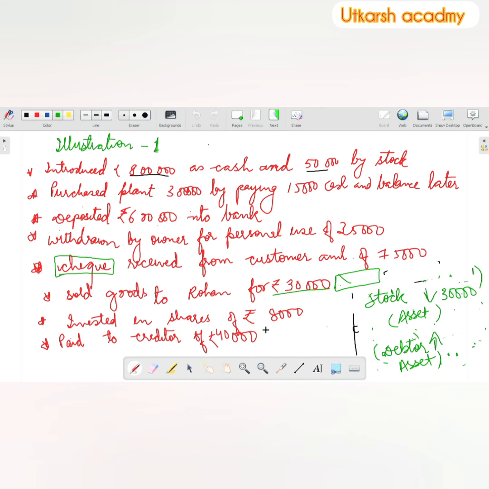Invested in shares of rupees 8,000. Okay, in cash. Fine. So what happened? He has invested rupees 8,000 in cash. So cash will be reduced because 8,000 cash has been invested somewhere. We are taking out the cash and investing it somewhere. So cash will reduce, and the investment will be an asset because we will get a return from this. So investment is an asset for the company.